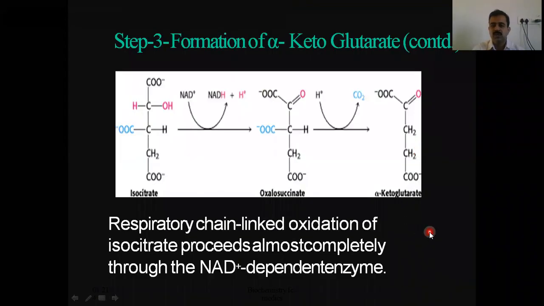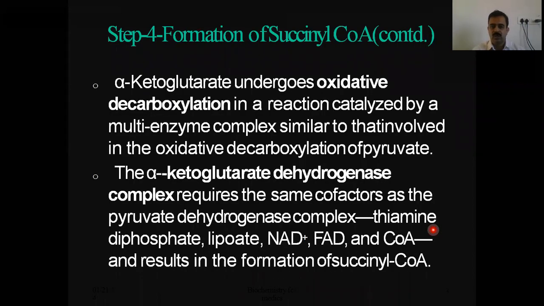So this was the reaction that we were discussing in the last lecture: isocitrate, oxalosuccinate, and alpha ketoglutarate. You can see oxalosuccinate, which is an intermediate product that is generated when isocitrate gets converted to alpha ketoglutarate. The respiratory chain linked oxidation of isocitrate proceeds almost completely through an NADP dependent enzyme. So a particular enzyme is there which converts isocitrate into alpha ketoglutarate.